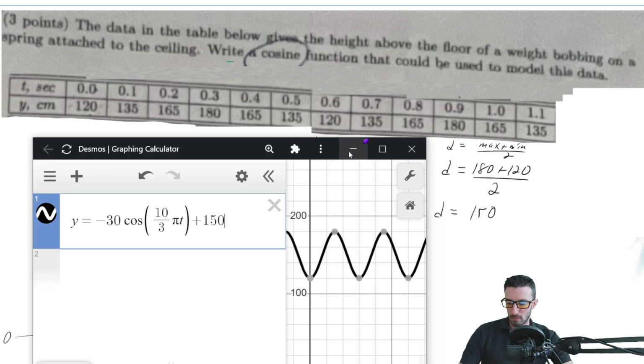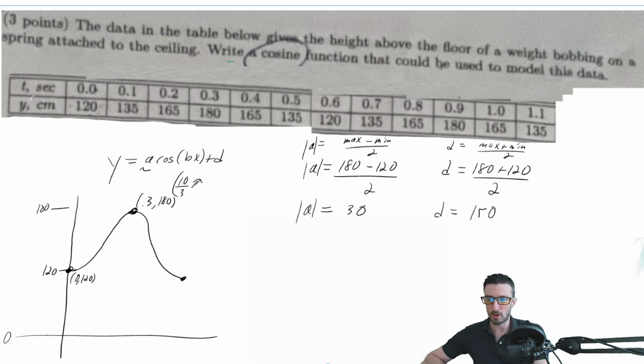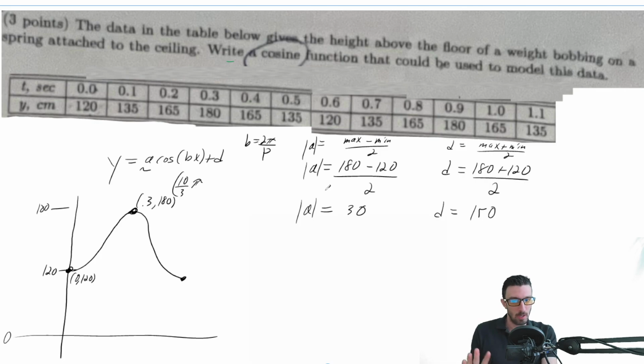So the most important pieces here are your formulas. The first formula we used was 2 pi over the period. Then we have a formula for the absolute value of A. That's max minus min over 2. But keep in mind, sometimes you got to use a negative in case your cosine starts at the bottom. And then your formula for D, well, that's max plus min over 2.